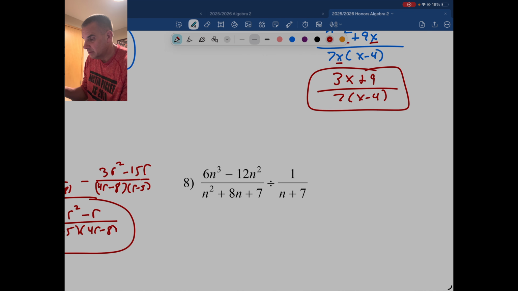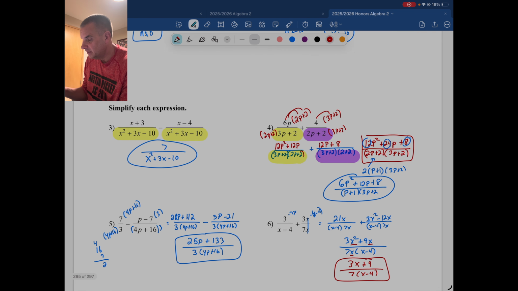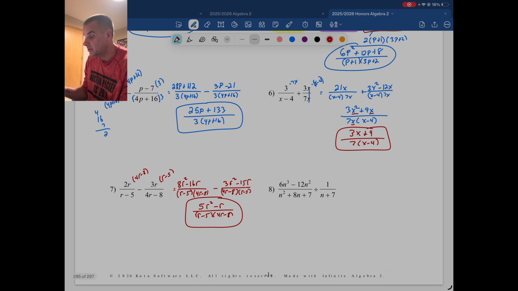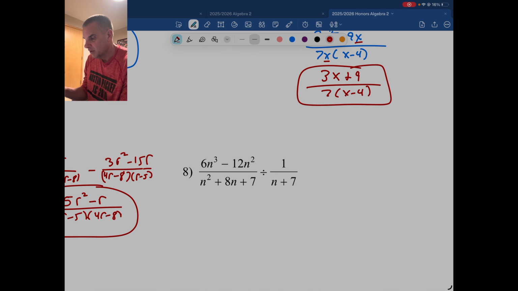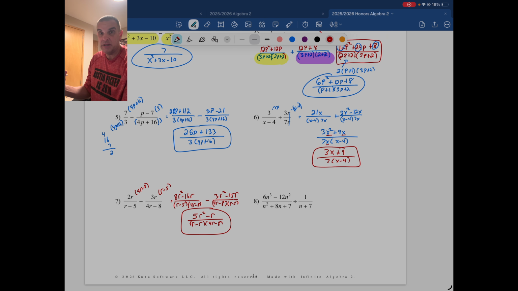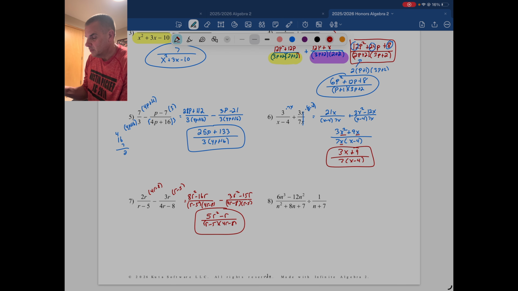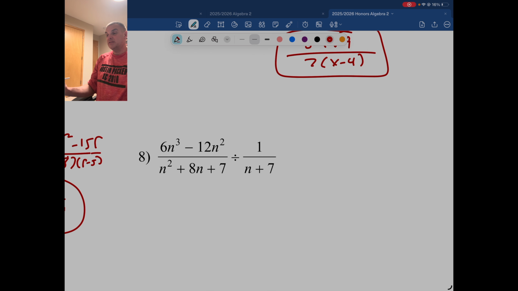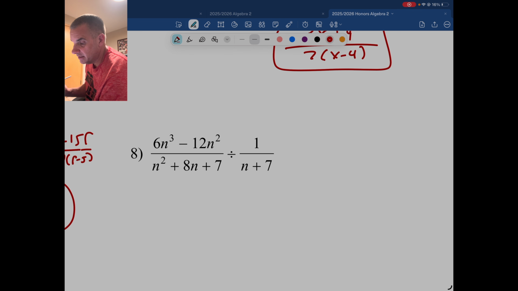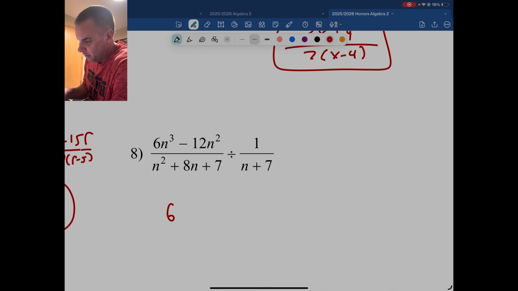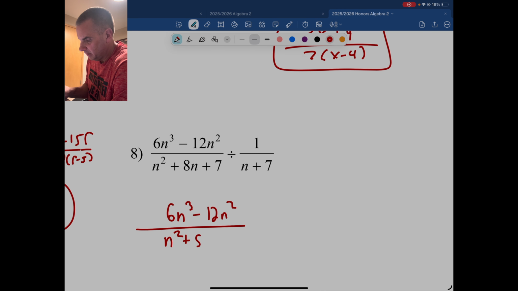Oh, geez. All of a sudden we went to simplify the expression. Looks like we went to a division question. Good thing we looked. All right. So we don't need common denominators anymore. Since it's division, first thing I'm going to do is rewrite it. So this is 6n cubed minus 12n squared over n squared plus 8n plus 7 times n plus 7 over 1.